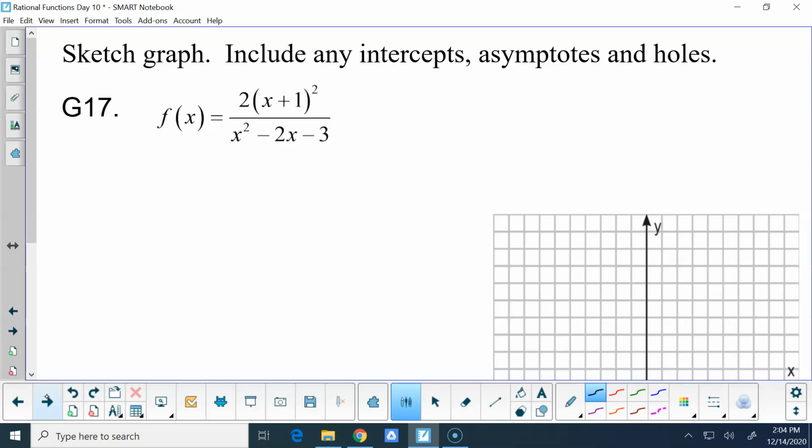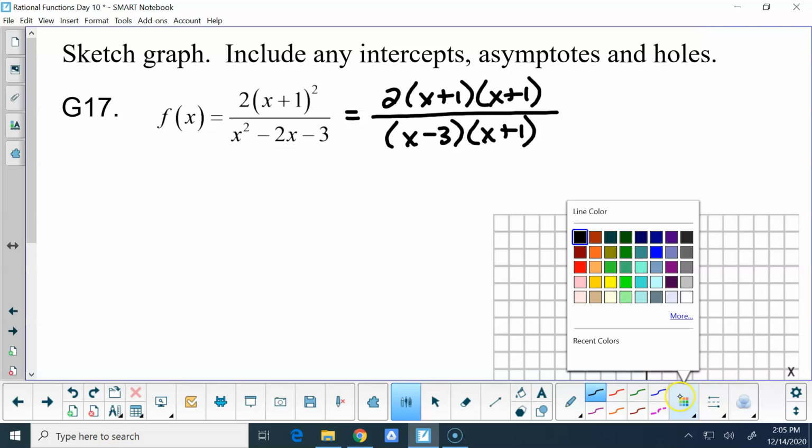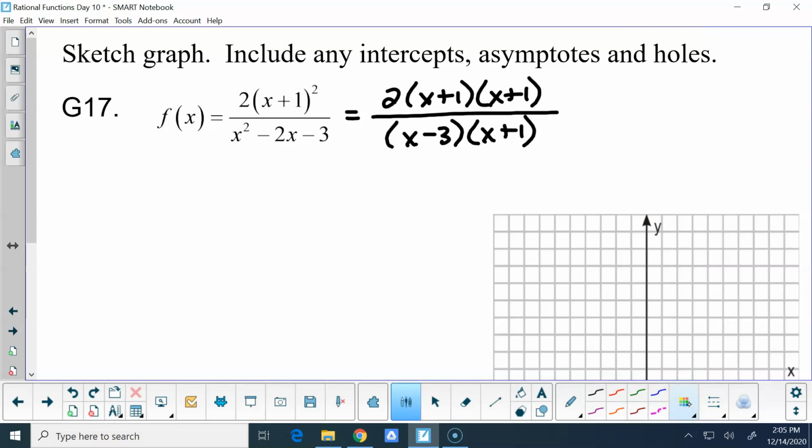So first off, step 0, we should factor to see if anything cancels out. So my numerator is really x plus 1, and then also times 2. My denominator is actually x minus 3 times x plus 1. Two numbers multiplying together to be -3 and adding to be -2, or -3 and +1. With that being said, one of my x plus 1s cancel each other out.